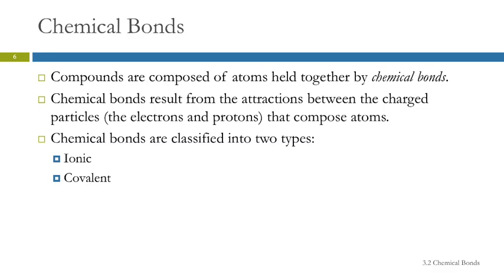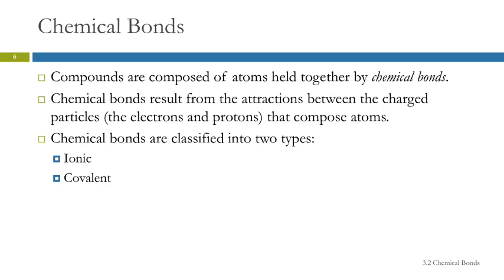Chemical compounds are composed of atoms that are held together. How are they held together? That's called a chemical bond. Chemical bonds come about due to attraction between oppositely charged particles, the electrons and the protons that compose the atoms. All atoms contain protons and electrons, and it's attractions that cause compounds to form.